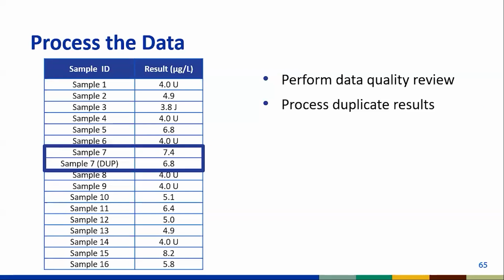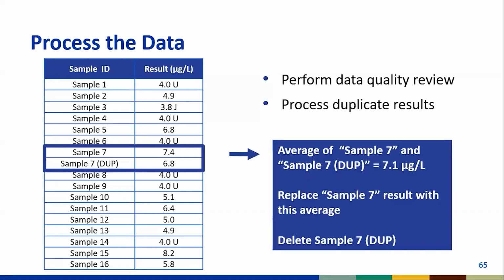Arsenic was detected at a concentration of 7.4 micrograms per liter in sample 7 and at a concentration of 6.8 micrograms per liter in the corresponding duplicate. Since both values have detected results and are similar, the health assessor should average the results to obtain a single value for the duplicate pair. In this case, the health assessor calculates an average of 7.1 micrograms per liter, replaces the original sample 7 result with this average, and then deletes sample 7 dupe from the dataset.